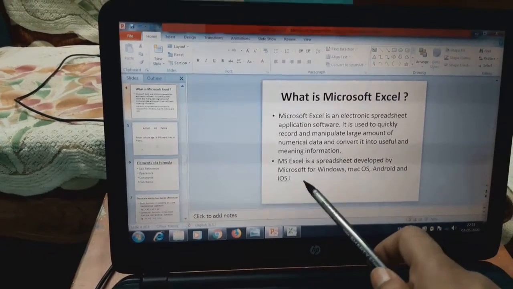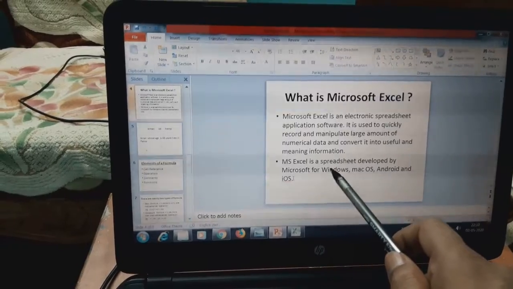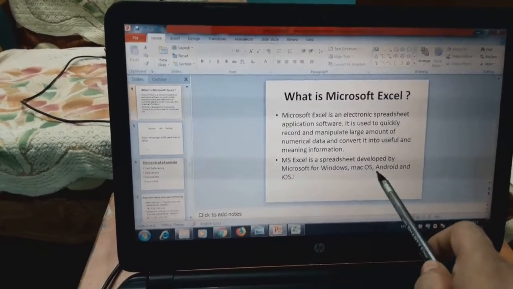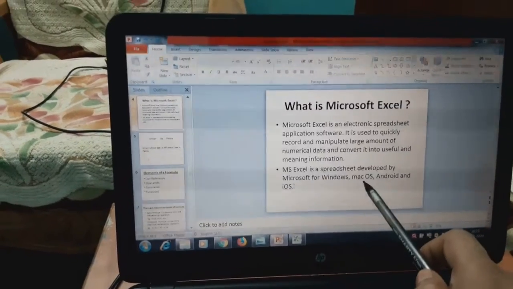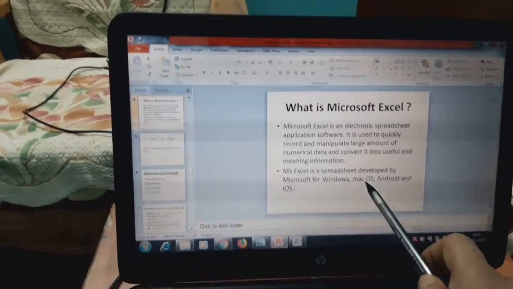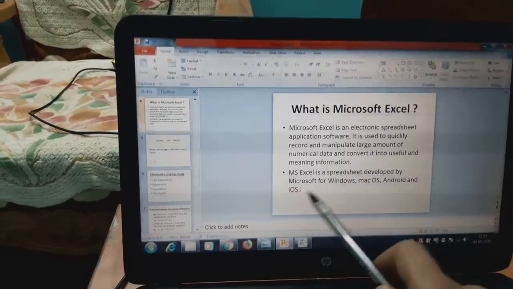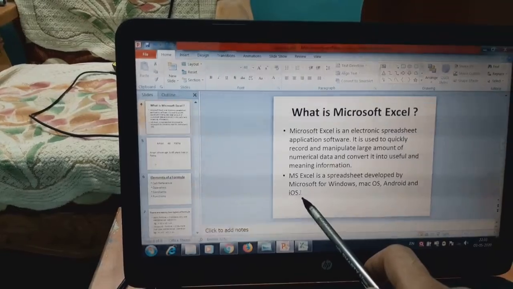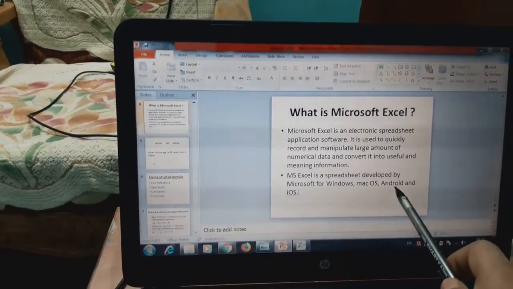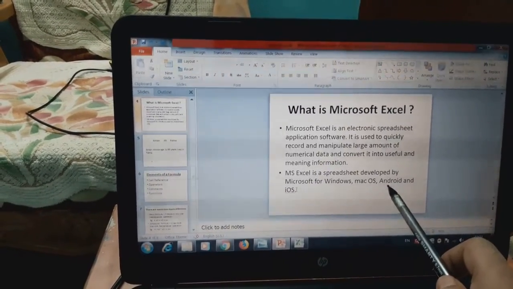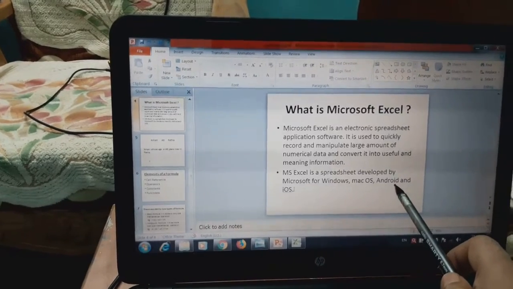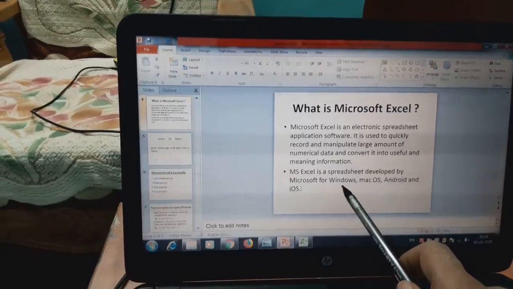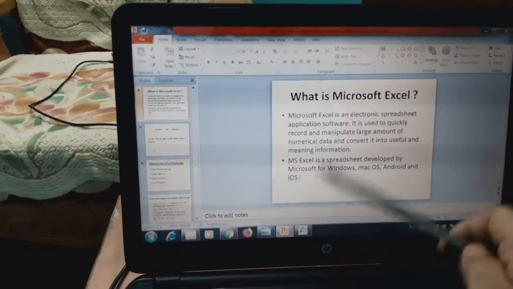And another point of Excel is MS Excel is a spreadsheet developed by Microsoft for Windows, Mac OS, Android and iOS. Mac OS is an operating system which is used in Apple laptops. iOS is also an operating system which is used in iPhones. Okay, and Android is for mobiles, in Samsung mobile, in Redmi, Realme, all have Android operating system, and Windows operating system is used in our laptop, desktop, etc.